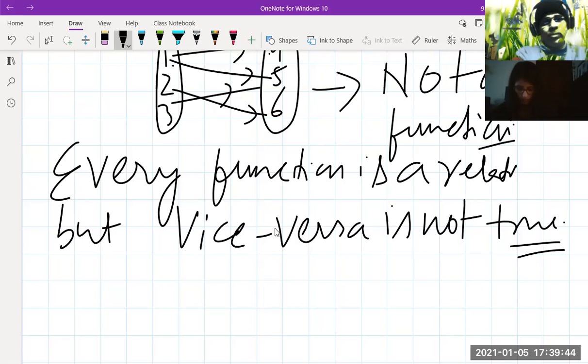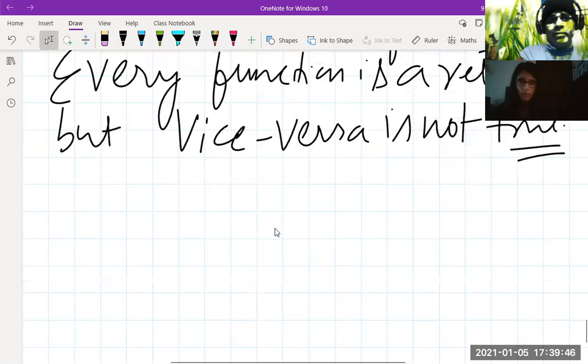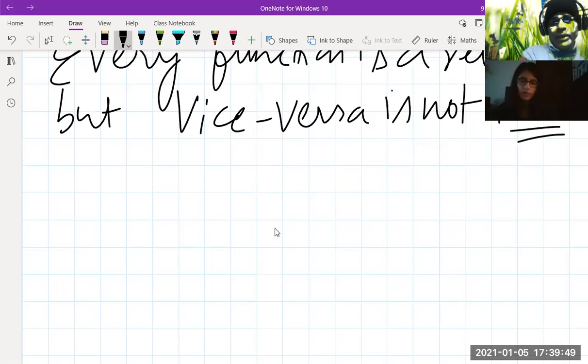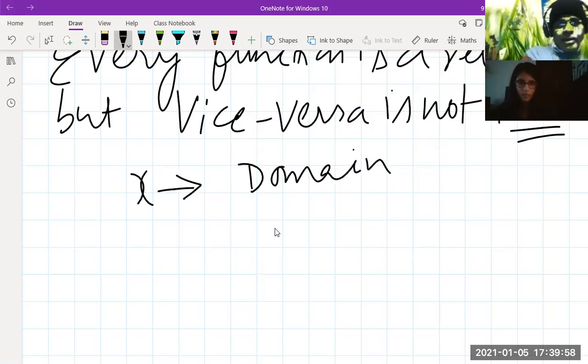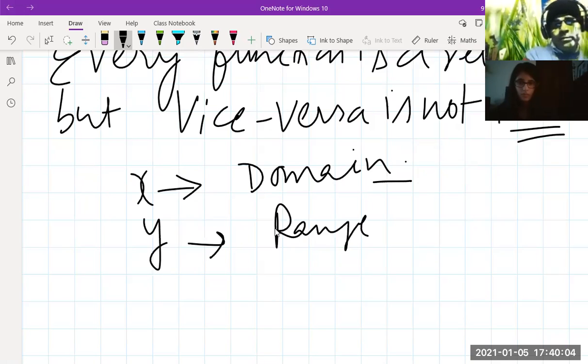And what is the domain of the function? In simple meaning, domain is the value of x. And the value of the function, or value of y, is the range of the function.